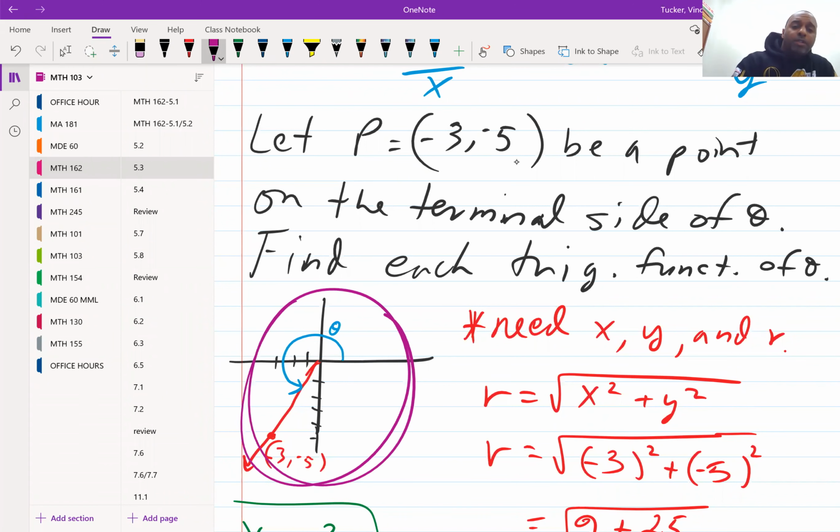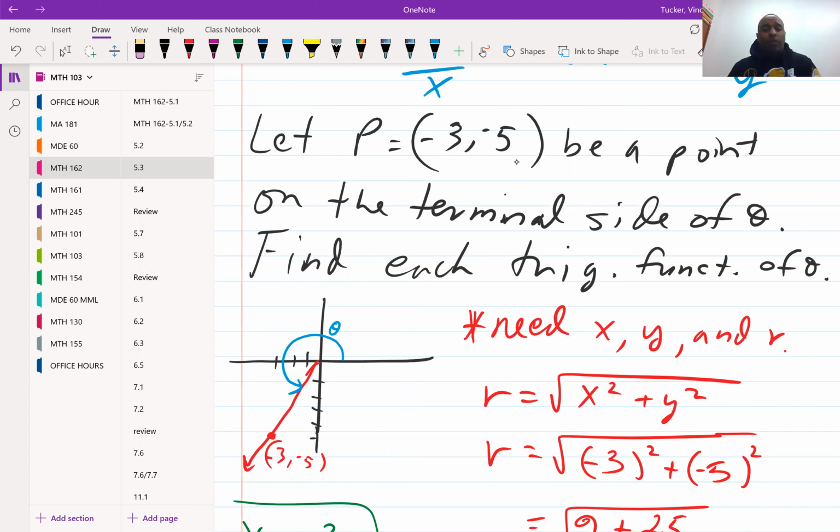This is just me doing a rough sketch of what our angle would be and where it would be located. Notice it would be located in the third quadrant because of our ordered pair. Both values are negative. Remember, in standard position the vertex is the origin. You start at the horizontal axis and go counterclockwise for a positive angle.